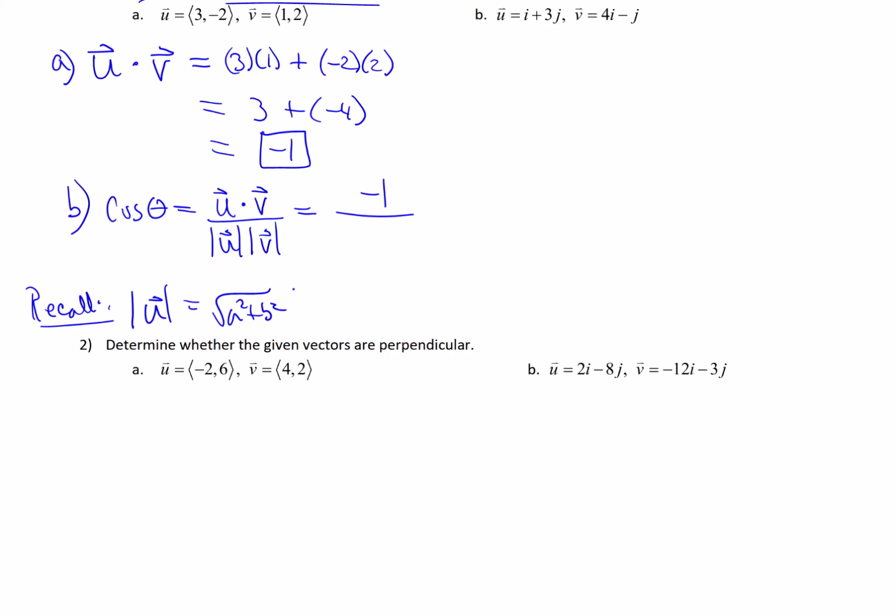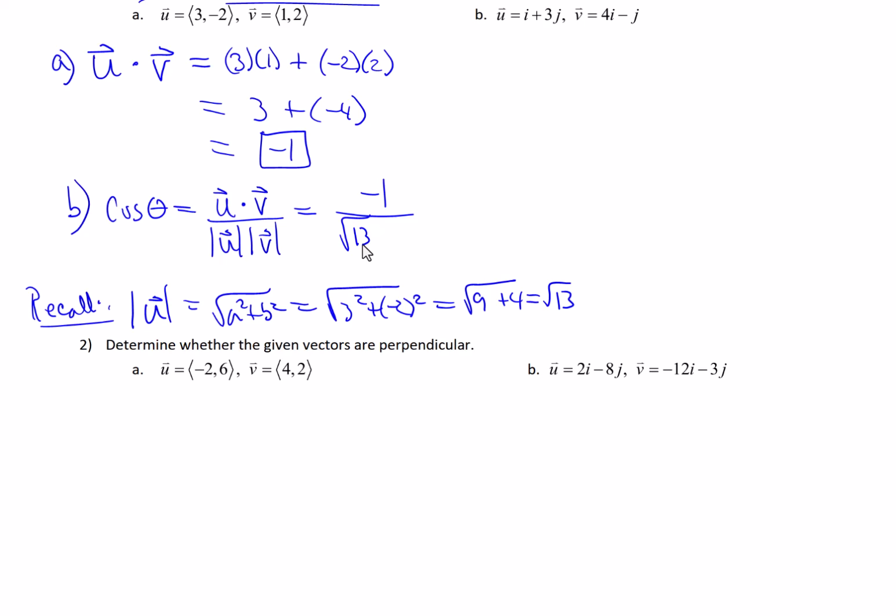That would be those component form values for that vector. So for this one, the magnitude of vector u would be the square root of 3 squared plus negative 2 squared, which of course would be the square root of 9 plus 4, so the square root of 13. So we can put these in place now. We have the magnitude of vector u as the square root of 13.